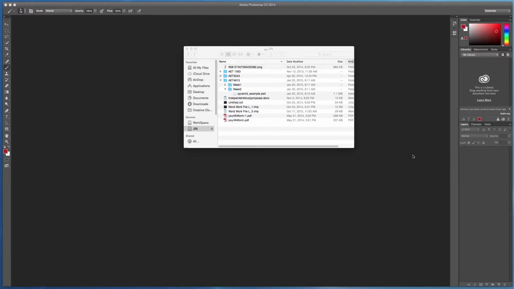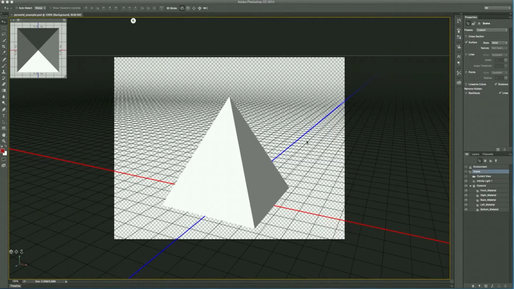Today I'm going to be talking about the 3D workspace in Photoshop. First, I'm going to open up the pyramid example that was given in the class. This is a 3D pyramid that I just opened. Right now it's in the 3D workspace. You can tell that it's in the 3D workspace by this area in the corner right here.